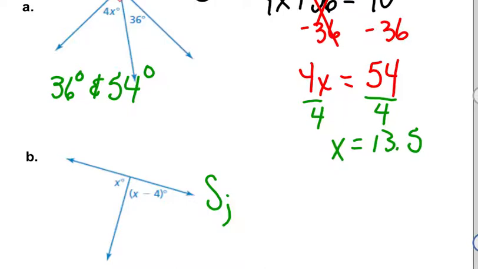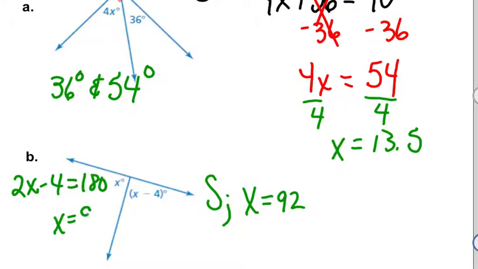And then it wanted to know what is the value of x. Madison, what's the value of x? 92. How do you know that? Because x plus x is 2x, then subtract 4, and so then you would actually add 4 to 180. So that is 2x equals 94. Absolutely correct.